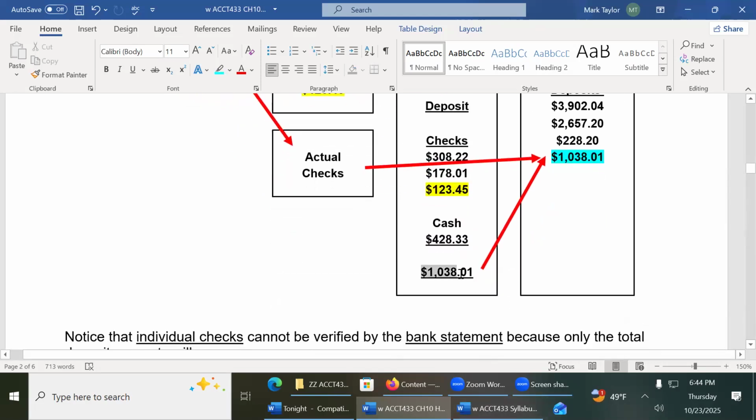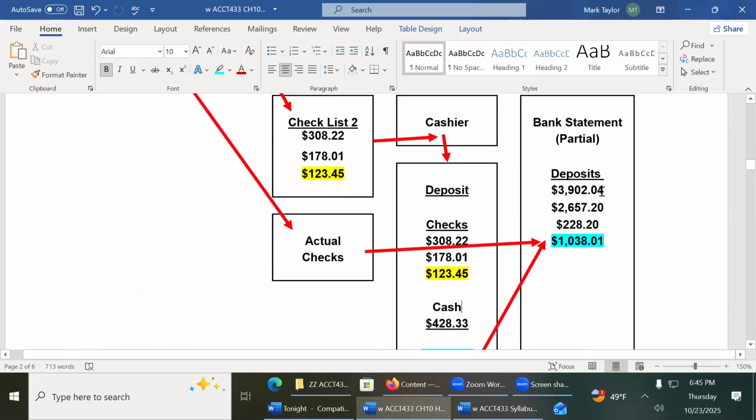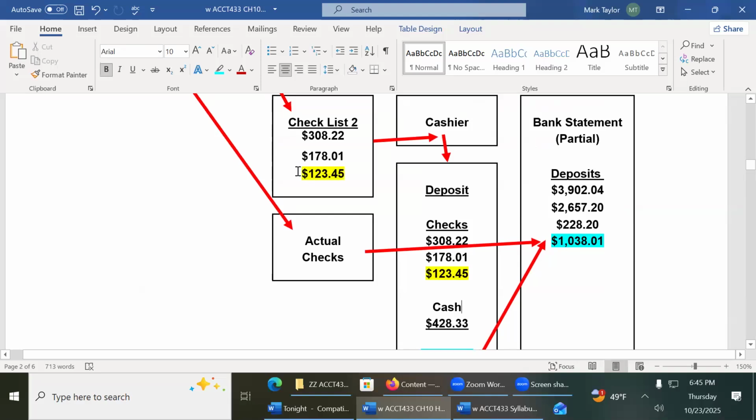So this is gonna be the total deposit. There's gonna be cash in there. There's gonna be checks. Joe customer's check will be in there, but there could very well be other checks in there. There could be a whole bunch of stuff. You're not gonna find Joe customer's check on a bank statement. So what do you have to do? You have to go to the checklist and make sure that it is on the checklist.